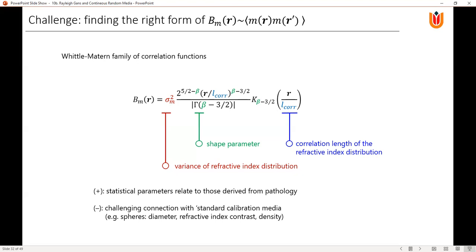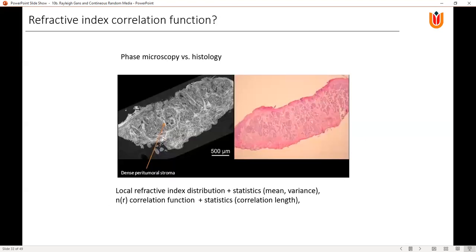So how do you make a calibration? How do you make a calibration phantom or calibration material with a known correlation length? So even though the promise is big, the experimental way of validating whether it actually works is quite a challenge. So one technique that can help here is phase microscopy.